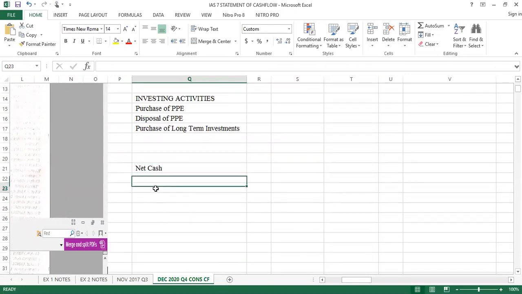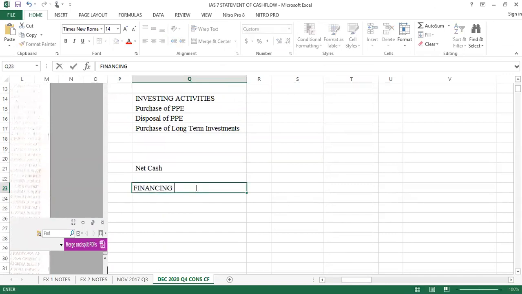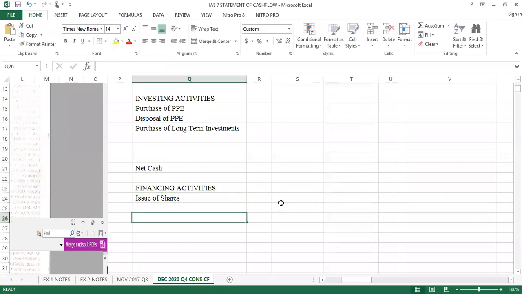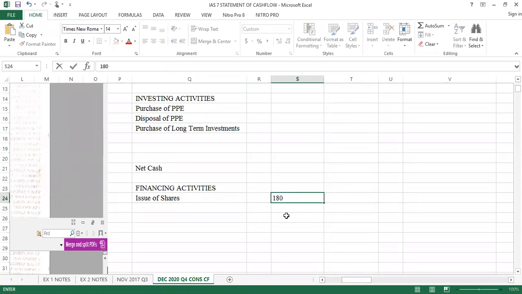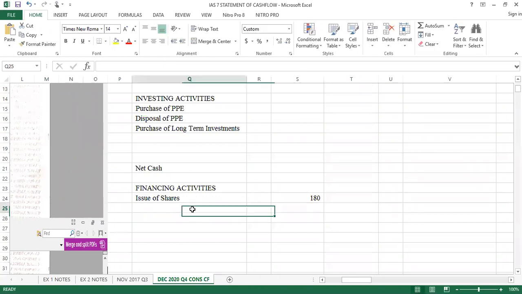So next, we have financing activities. Now, financing activities, there was issue of shares. And I had already explained that it is 180. It was 200 million minus bonus of 20 million. It was 180. Issue of shares, this one we already know. I'm very confident because we have already calculated it. I only need to redo the calculation, 180 million.